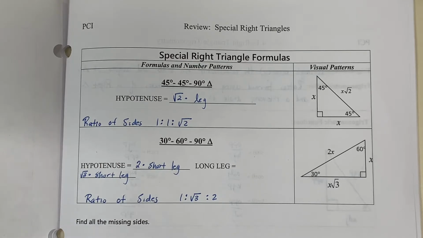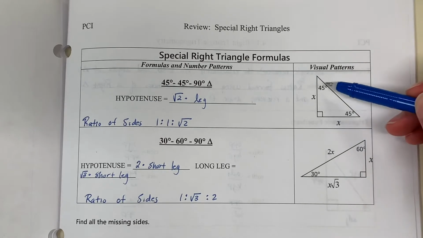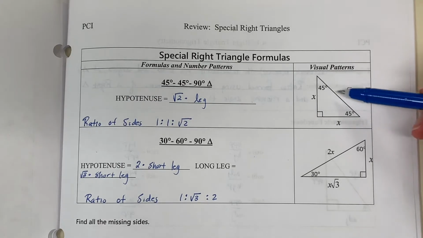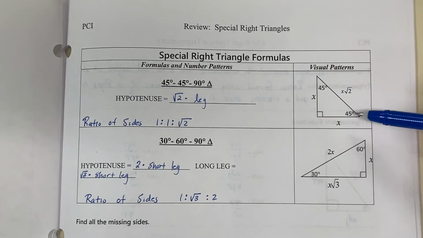A 45-45-90 degree triangle is a right triangle, which means I have one right angle, in which the other two angles are both 45 degrees. Since these two angles are congruent to each other, this is going to represent an isosceles triangle in which two of the three sides are congruent to each other. The ratio of sides for a 45-45-90 degree triangle is 1:1 to radical 2.